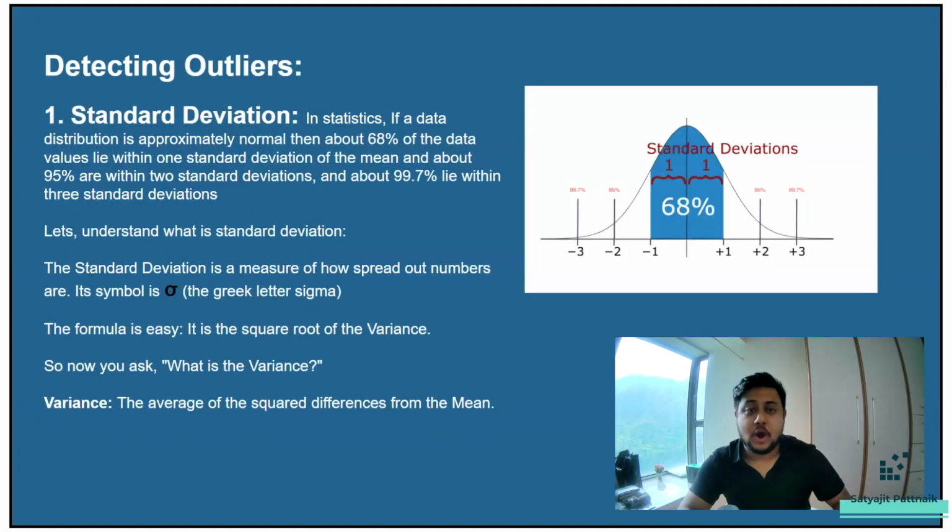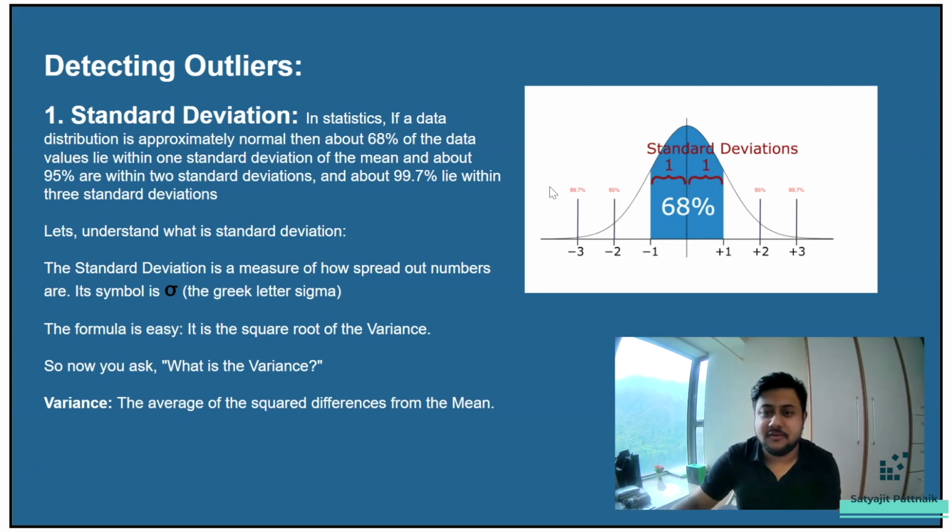Okay, how to detect outliers? There are various methods to detect outliers. We shall be talking about some of the methods, and then we'll also be discussing some of the advanced methods. We will see how much we can cover in this video. Now, detecting outliers. First is going to be the standard deviation technique.